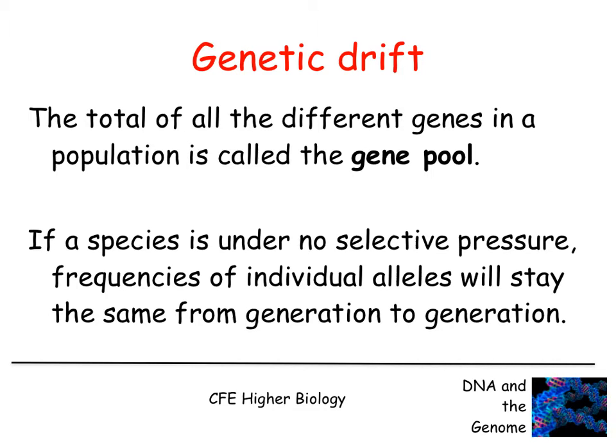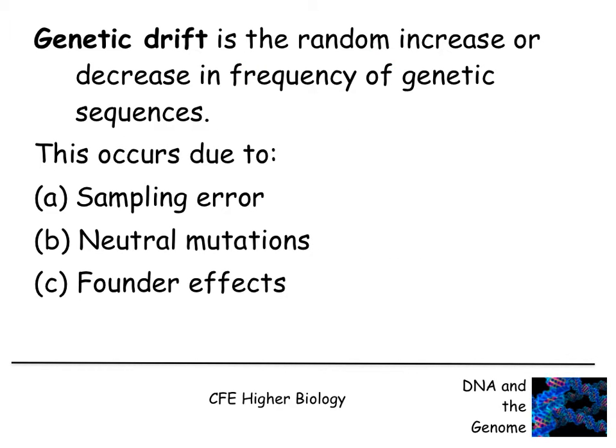And this is what is meant here by this part here, which says if a species is under no selective pressure, frequencies of individual alleles will stay the same from generation to generation. But if that's not the case, then you get something called genetic drift, and we're going to look at some of the reasons behind that. So first of all, what do we mean by genetic drift? Well, it's a random increase or decrease in the frequency of genetic sequences. And we're going to look at three different reasons behind that: sampling error, neutral mutations, and founder effects.